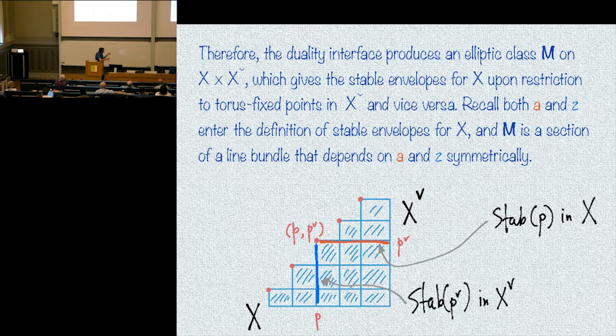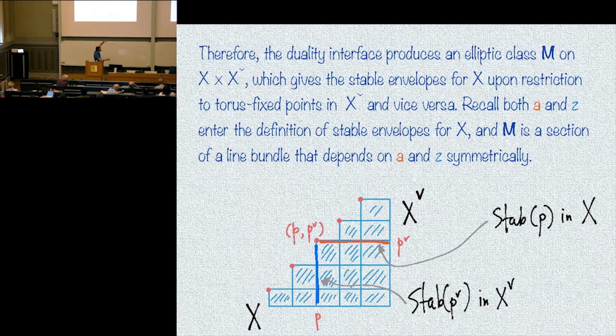So this is a class on the product. If I restrict to a fixed point in X, I get a class on X check, and that should be the elliptic stable envelope for X check. And if I restrict it to a point in X check, then I'll get a class in X, and that should be the elliptic stable envelope for X. But then you realize that this condition, it's enough. Either of these conditions is enough, and in fact, they're both just what it says, that there's a class on the product with a certain support and a section of a certain specific line bundle.